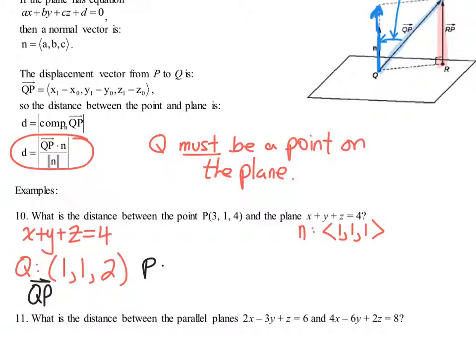And I'll write P right next to it, just so I can point at stuff. So 3 minus 1, 1 minus 1, 4 minus 2. So I guess I'm not really pointing at anything. 3 minus 1 is 2. 1 minus 1, 0. 4 minus 2 is a 2. So 202. All right, so that's my QP. I need to dot that with n.